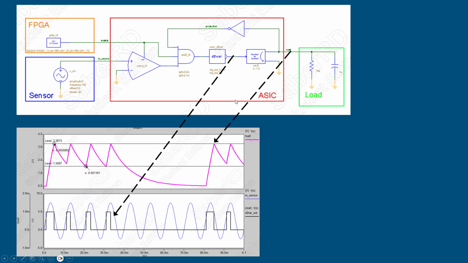Now if you look at the D2A wire, it converts the signal to an analog signal. As you see here, this is a black pulse, and the load, you can see the load here.